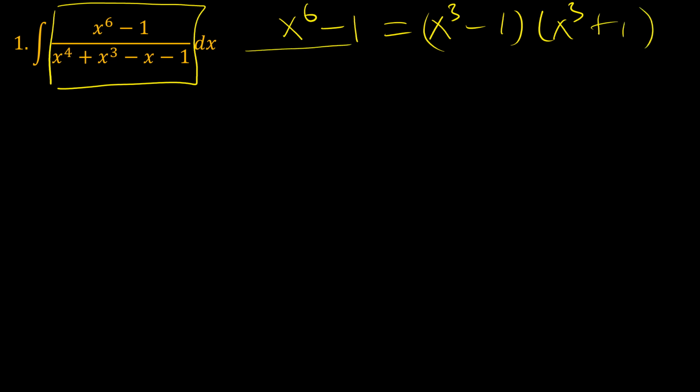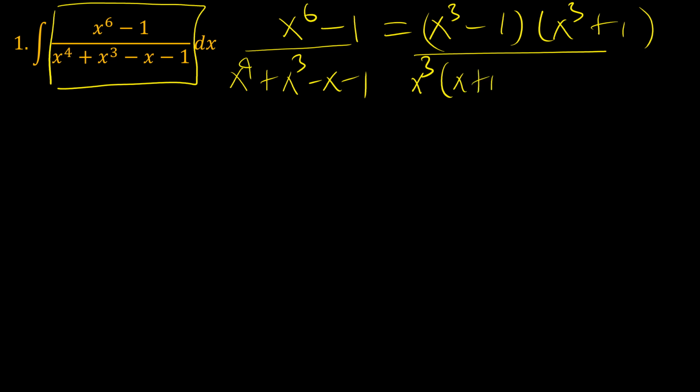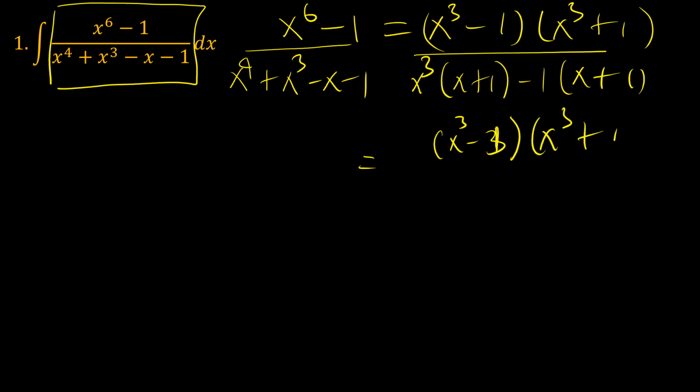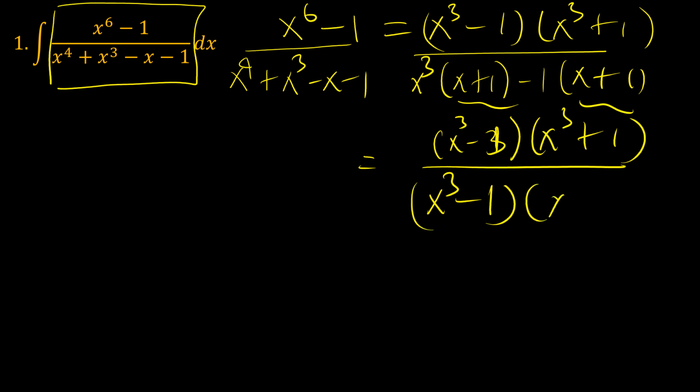Now, x to the power 4 plus x to the power 3 minus x minus 1 would mean that if I pull x to the power 3 out here, I'm left with x plus 1, and I pull 1 out here, and I'm left with x plus 1. That means that we now have x cubed minus 1 times x cubed plus 1 over x cubed minus 1 times x plus 1. So that and that would cancel.